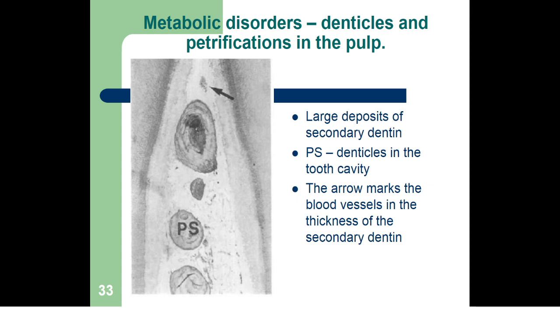Metabolic disorders, denticles and petrification in the pulp. You see the large deposits of secondary dentin, denticles in the tooth cavity, and the arrow marks the blood vessels in the thickness of the secondary dentin.